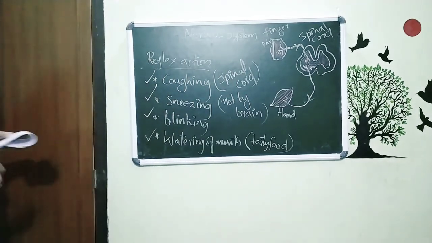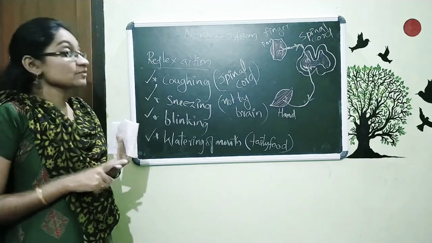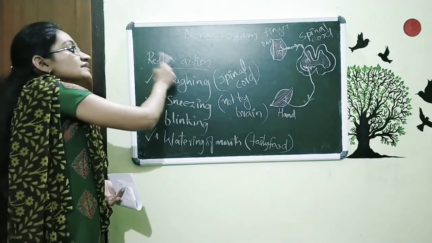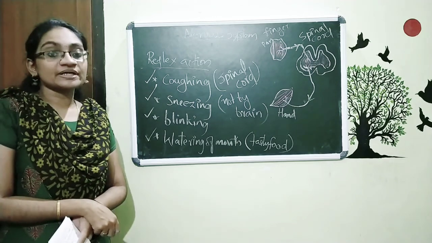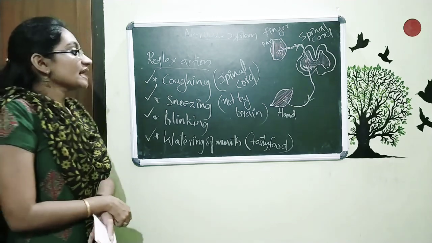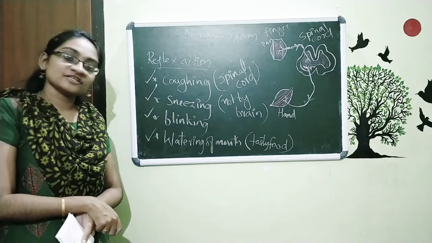So this is all about today's topic. We discussed what the spinal cord is, then we discussed nerves, and after that we discussed reflex action. Please read your textbook 3-4 times, and we will meet in the next class with the further topics. It's enough for today.